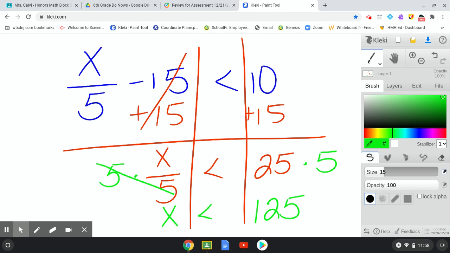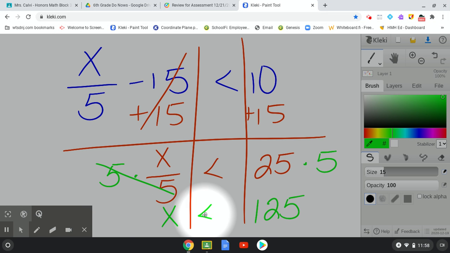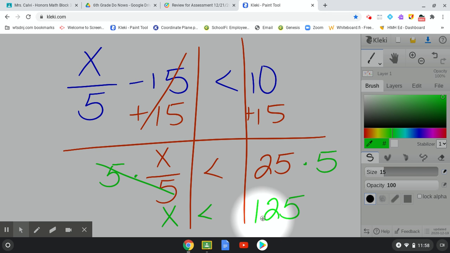And then I would go ahead and graph this. My variable's on the left, so I don't need to change my inequality. I would end up graphing an open circle at 125 with an arrow going to the left. I'm not going to graph just to save some time. All right, let's try another one.